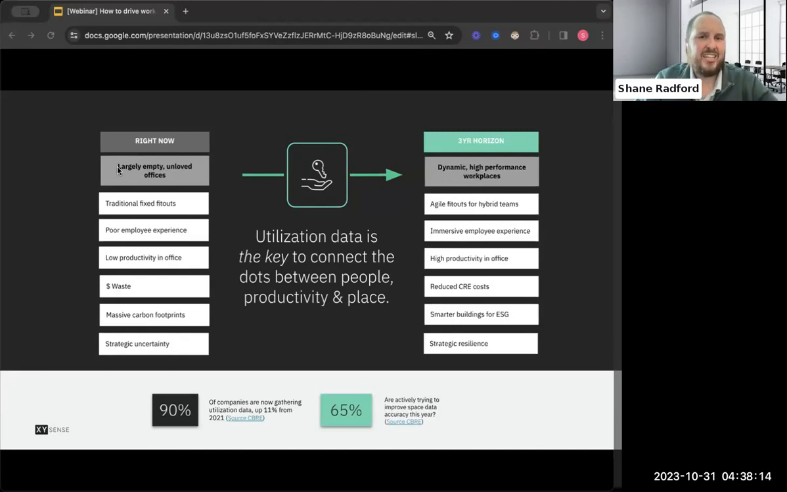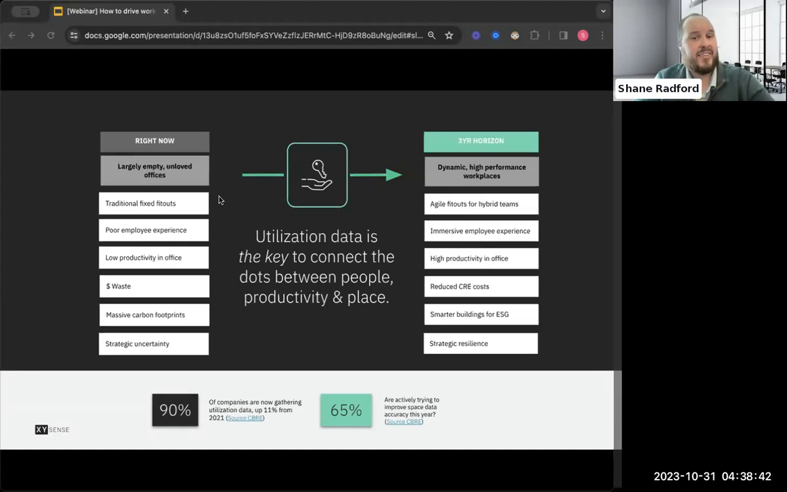Utilization data is key to connect the dots between people, productivity, and place. And this likely doesn't come as a surprise to most of you, as CBRE's research shows that 90% of enterprise organizations are planning to track space utilization. So whether you need to better support hybrid teams, reduce costs by right-sizing your portfolio correctly, or implement smart FM strategies, utilization data should be a critical piece of information reviewed regularly.